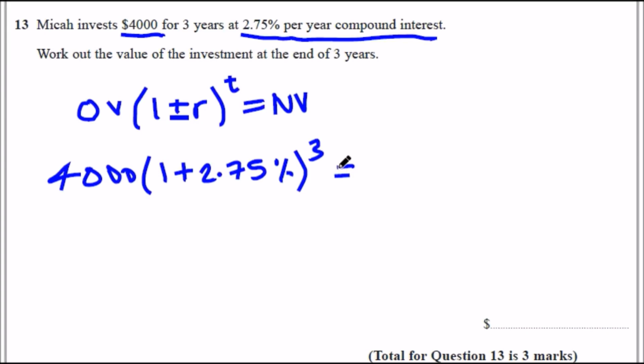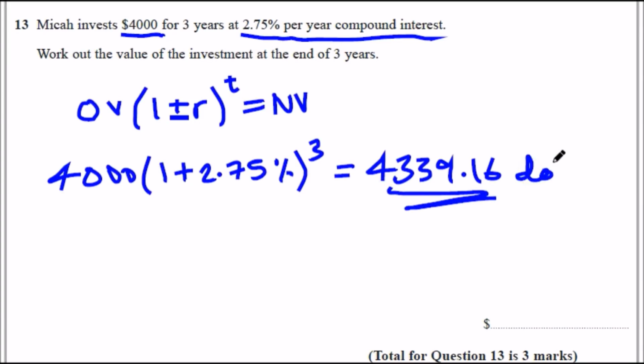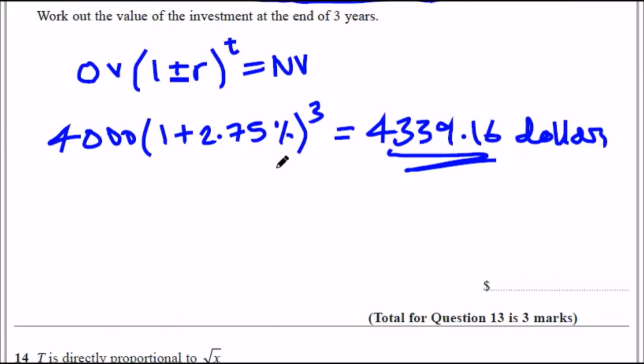Now, just putting this in your calculators, what do you get? So 4,000 times 1 plus 2.75%, all to the power 3 should give us the answer, of course in dollars: 4,339.16. All right, easy. I like these easy questions.